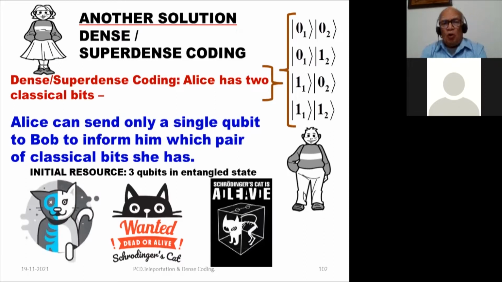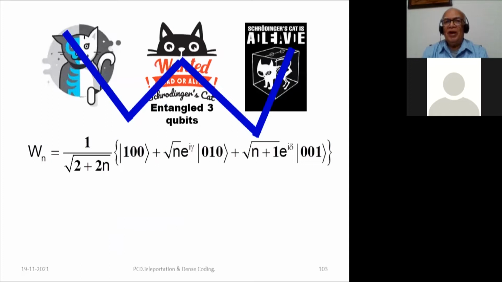The initial resource which is available to Alice and Bob is a state of 3 qubits which are entangled. What it means is that they cannot be factored into tensor products of vectors of lower dimensions. All right. So this is a 3 qubit entangled state.